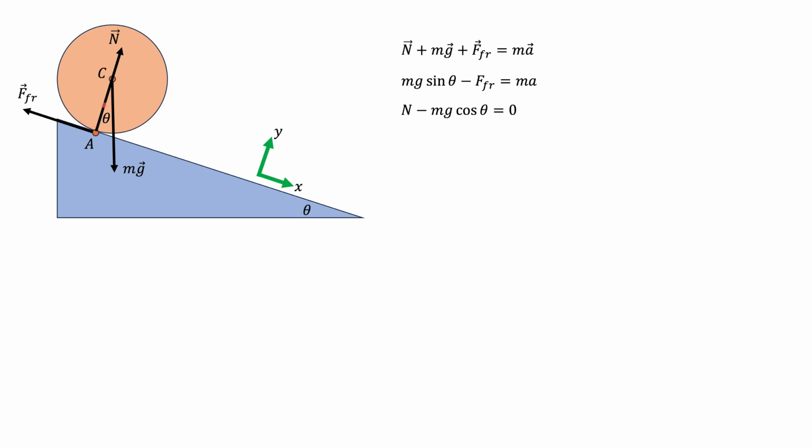We have normal force in one direction and the component of gravity force the other way, and that's going to be mg cosine theta. And since the center of mass, point C, doesn't move up or down along the y direction, that means that acceleration in y direction is zero, and that's why we have zero right here.